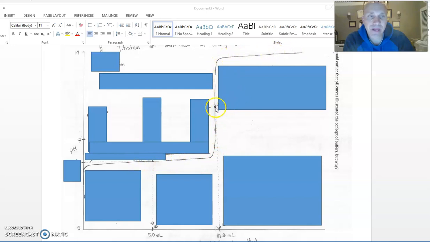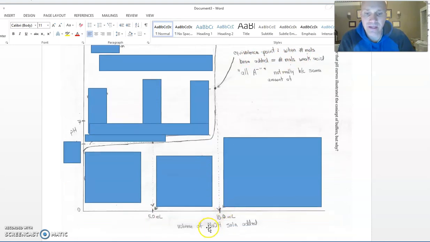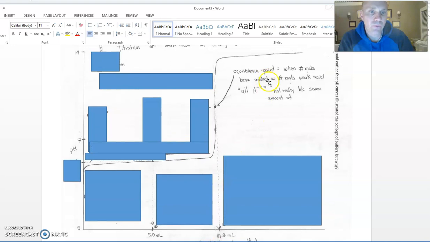All right, and we talked about a couple aspects of this earlier in the unit. For example, we said that when you hit that inflection point, and that inflection point is going to be halfway between this part right here and this part right here, we call that the equivalence point. And that's going to be when the number of moles of base that we've added, remember we're adding base down here, equals the number of moles of weak acid that we started with. So however many moles of weak acid we started with to make the solution, that's the point where for every 1 mole of the acid, we now will have added 1 mole of the base.